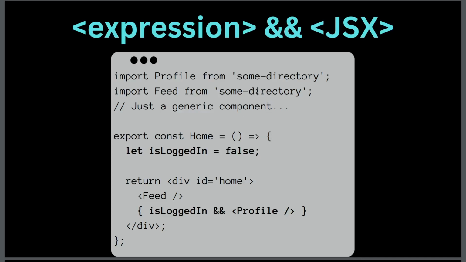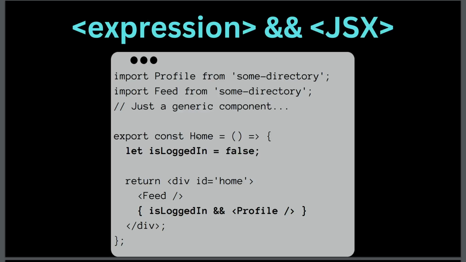So in this case, the pattern is to have a Boolean expression, then the Boolean AND operator, and then some JSX to render if that expression evaluates to true. And you may notice that this uses JavaScript short-circuiting, which means that if the expression on the left is true, then the entire expression here will automatically return what's on the right side. And if the expression evaluates to false, then nothing will happen.